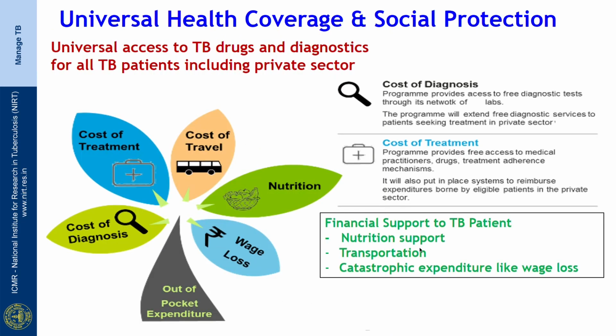The program also tries to provide social protection by trying to make up for the out-of-pocket expenditure that a patient may encounter due to the cost for diagnosis or for treatment or for traveling to and from the health facility for taking treatment, and also incentivizing him for notification or providing nutritional support, and also to try to compensate for any loss of wages.